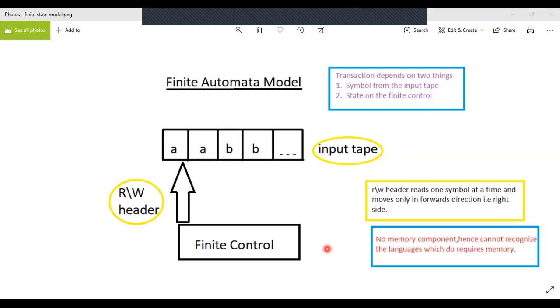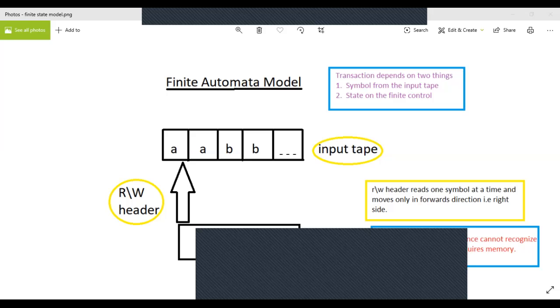So we need certain models which have higher power than finite automata, like pushdown automata, linear bounded automata, or the most advanced computing model, that is called the Turing machine. So now let's see the graphical representation of a pushdown automata.